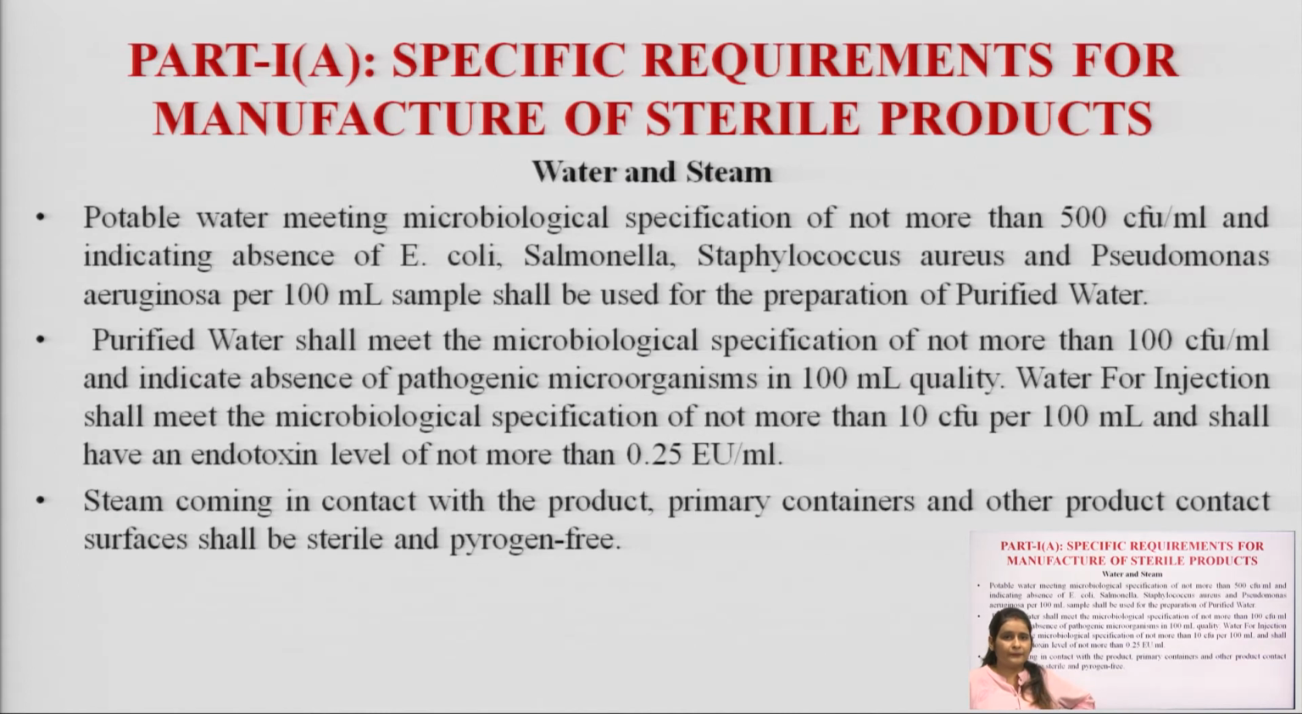Regarding water and steam, potable water meeting the microbiological specification of not more than 500 colony forming units per ml and indicating absence of E. coli, Salmonella, Staphylococcus aureus and Pseudomonas aeruginosa per 100 ml sample shall be used for the preparation of purified water. Purified water shall meet the microbiological specification of not more than 100 colony forming units per ml and indicate the absence of pathogenic microorganisms in 100 ml quantity.